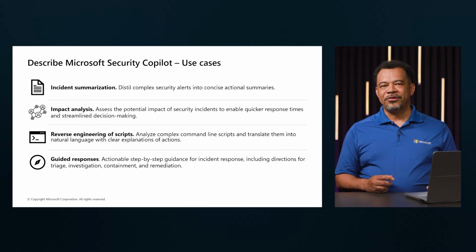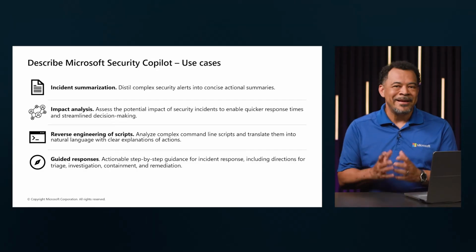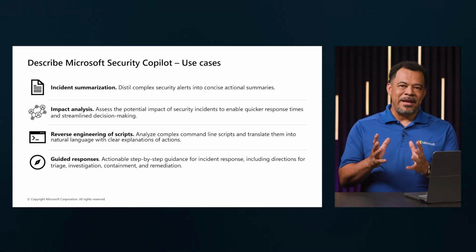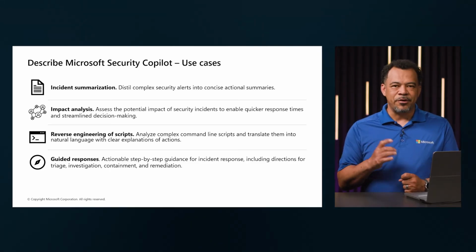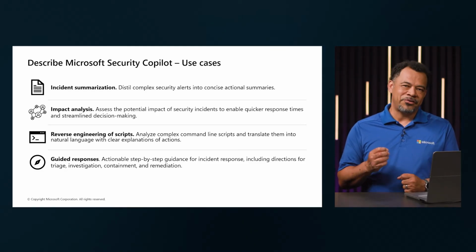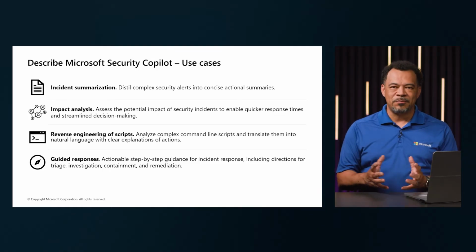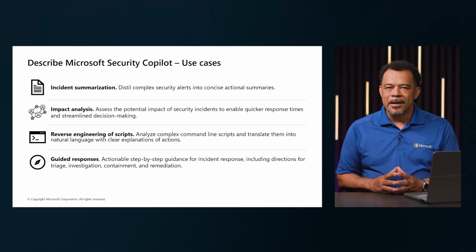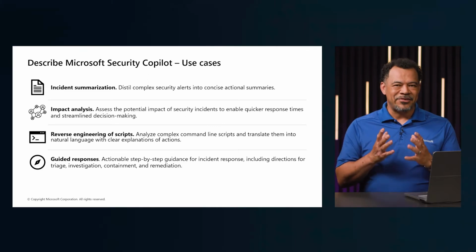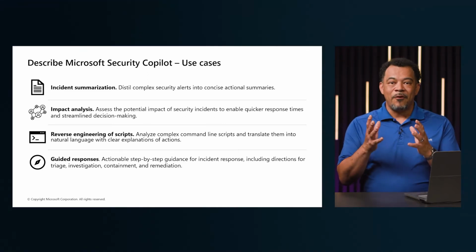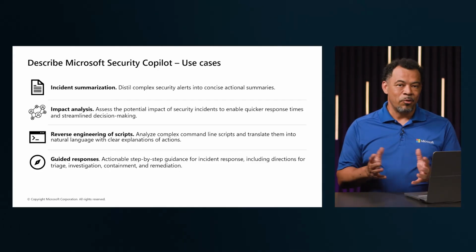Microsoft Security Copilot focuses on making the following highlighted use cases easy to use, such as incident summarization, which allows you to gain context for incidents and improve communication across your organization by leveraging generative AI to swiftly distill complex security alerts into concise, actionable summaries, which then enable quicker response times and streamlined decision-making. It has an impact on your analysis, utilizing AI-driven analytics to assess the potential impact of security incidents, offering you insights into affected systems and data to prioritize response efforts more effectively.